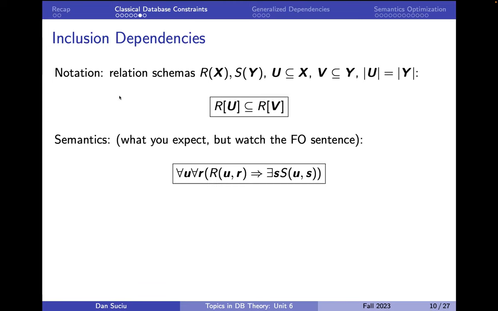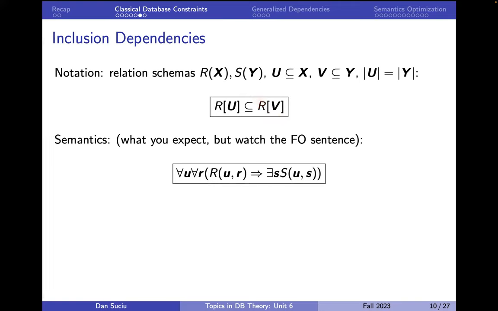Okay, in notation, it is very easy to write this in first order logic. We say for every tuple in R, there exists a tuple in S. Notice, very important, we need to use this existential quantifier to fill in the missing attributes, the ones that are not in V, because V is only a subset of S.